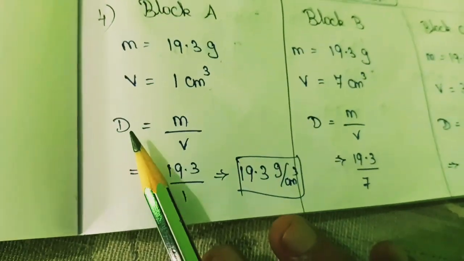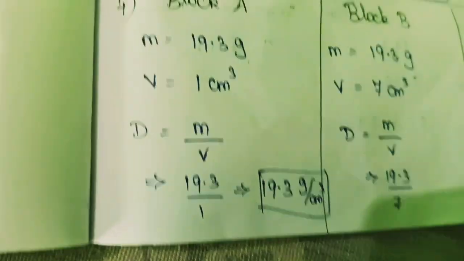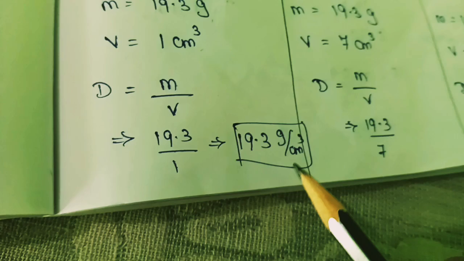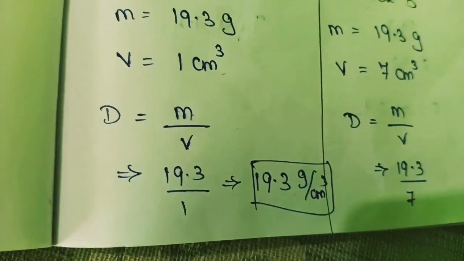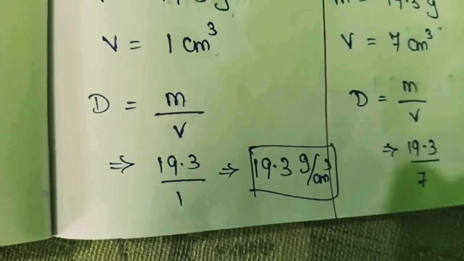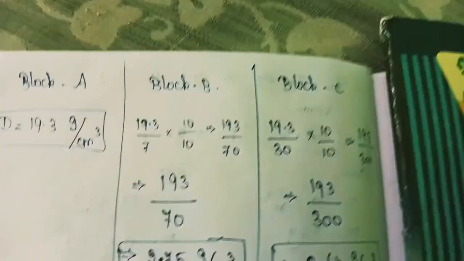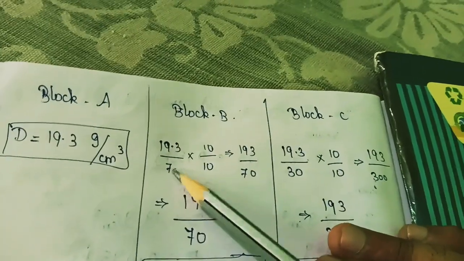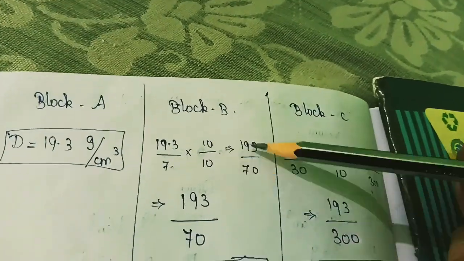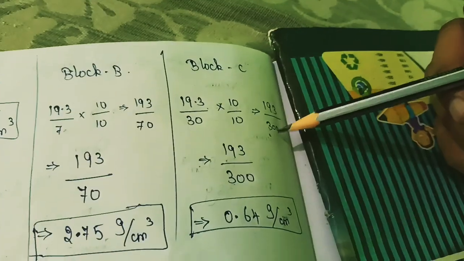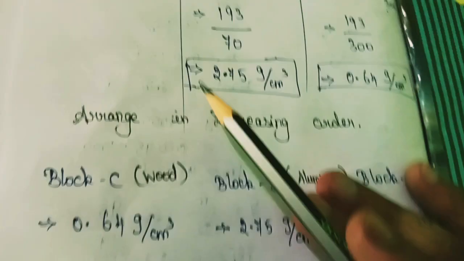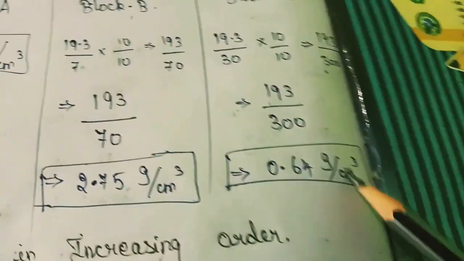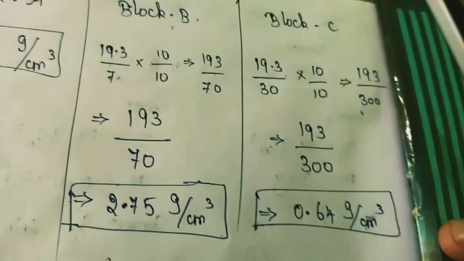So I use the density formula. Density is equal to mass by volume for all three, and I'm going to substitute the values. First one, 19.3 by 1. Anything divided by 1 is the same number, so I got 19.3 gram by centimeter cube for block A. Let's focus on block B and block C. Same 19.3 divided by 7, 7 is the volume of B and 30 is the volume of C. So 193 divided by 70 and 193 divided by 300. You'll be getting the value 2.75 gram by centimeter cube for block B, and for block C 0.64 gram by centimeter cube. So kindly learn the divisions.